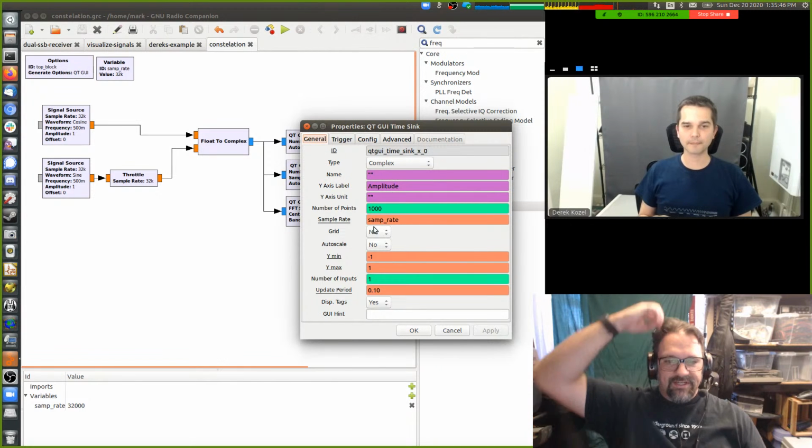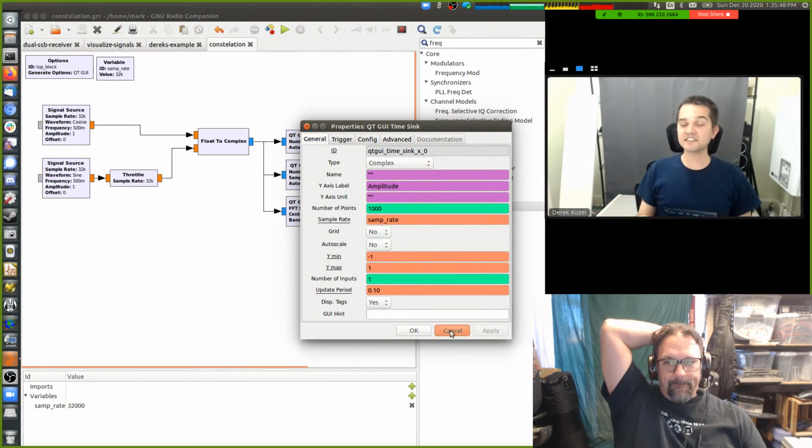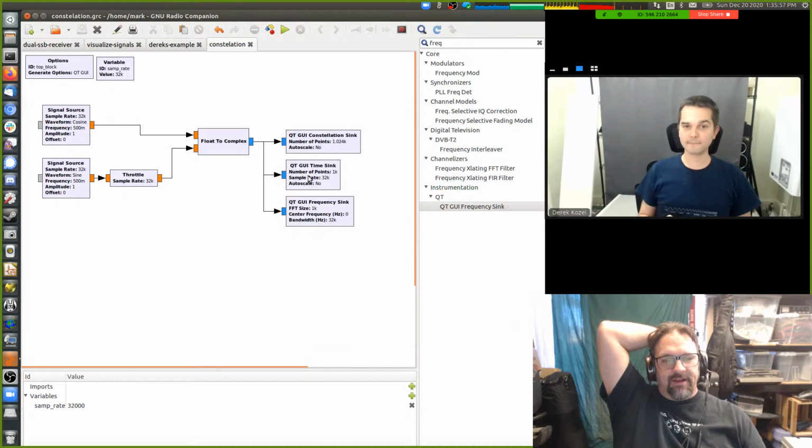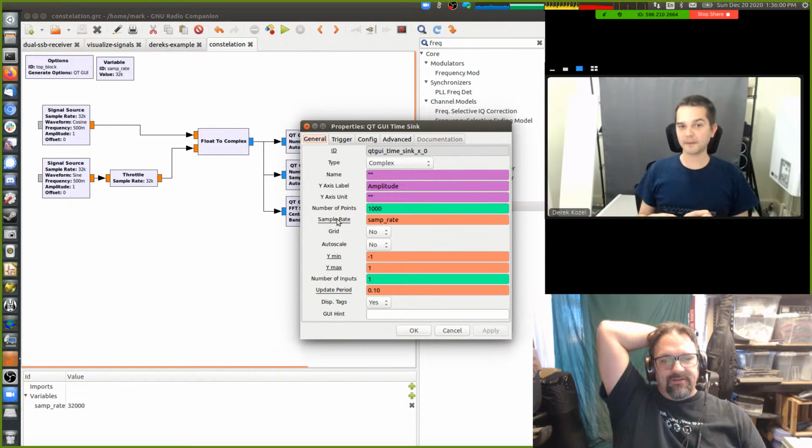Oh, you're right. So the time sink does need a sample rate, because it needs to label the X-axis. So it needs to be able to say what's the sample period. Oh, so for the bandwidth. Okay, got it. Sample rate also determines frequency.